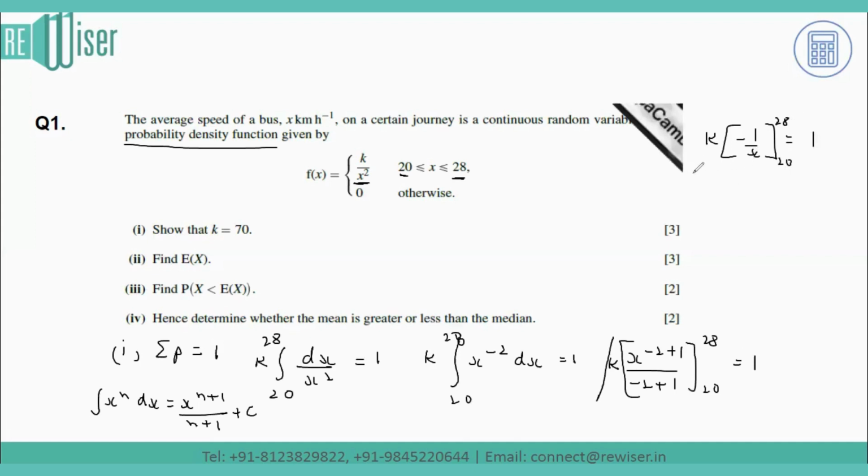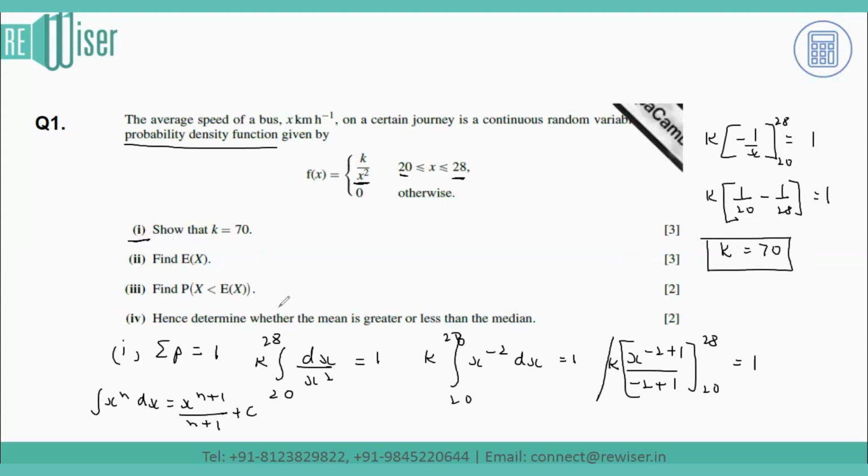So if I put the values here, I'll get k into 1 by 20 minus 1 by 28 equal to 1. If I take an LCM and solve this out, I'll get k equals 70, and that's the answer for the first part of the question.